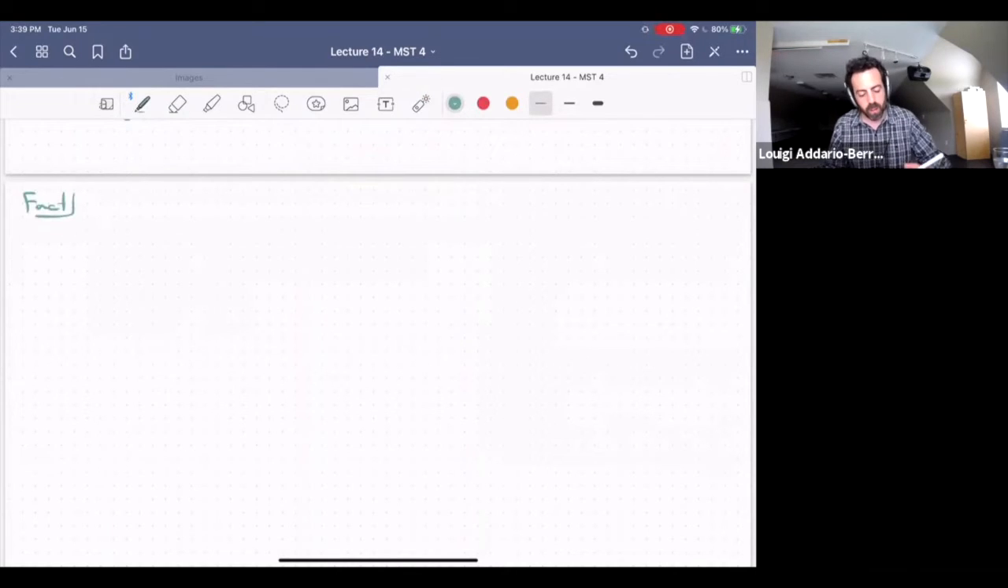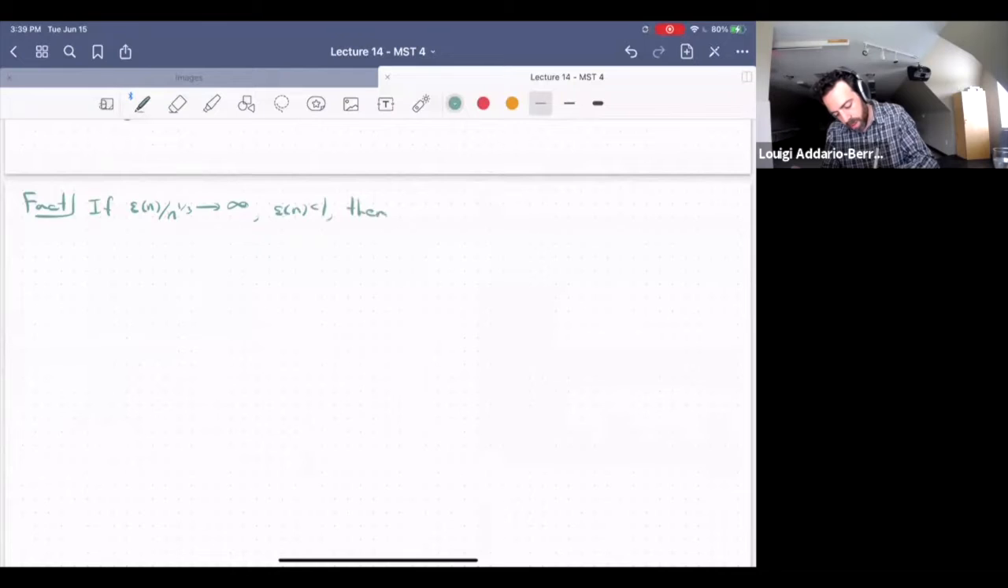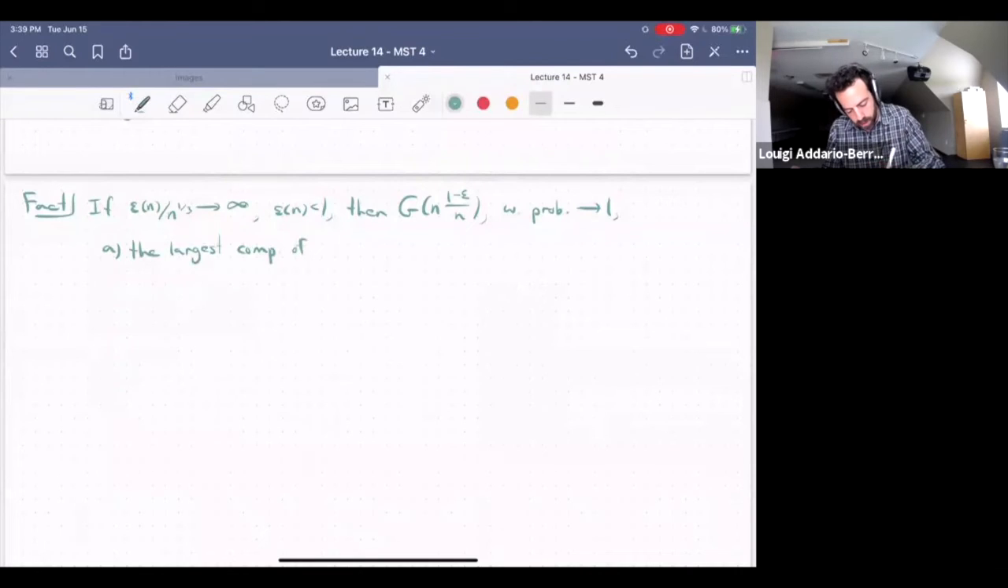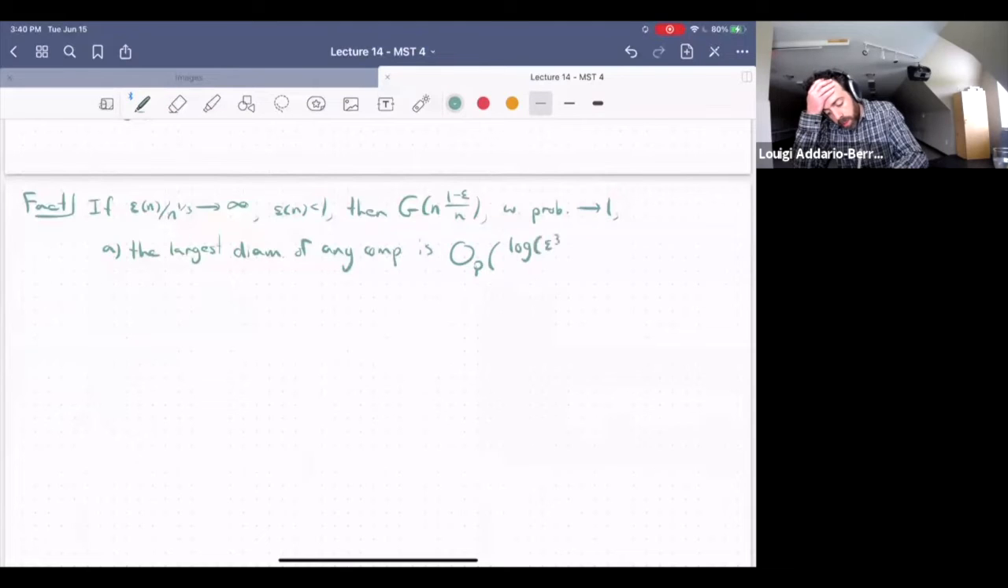So this is a preparatory fact for that step A that remains in the proof. We're looking at the setting where epsilon cubed n tends to infinity, and epsilon is less than one, and I'm looking at a subcritical graph. So in G(n, (1 minus epsilon)/n), with high probability, so with probability tending to one, two things happen. One is that the largest diameter of any component is at most order log of epsilon cubed n over epsilon.